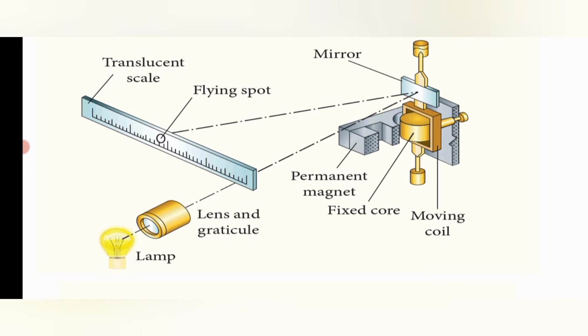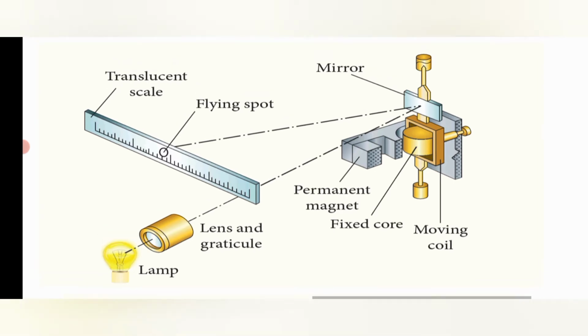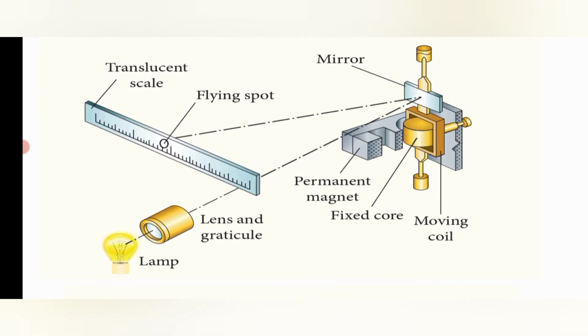This is not a clear diagram, but these are all the parts used in this moving coil galvanometer. The main parts are the permanent magnet and the moving coil, and the needle can be fixed on that. That needle shows the deflections on the scale. So this is the diagram of the moving coil galvanometer. Let's see another diagram for this.